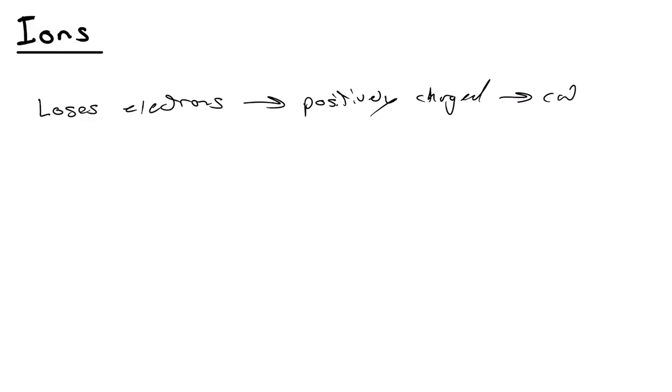So an ion is an atom or a molecule that has a net electric charge because it has either gained or lost electrons. So it's not a neutral atom. It has a net electric charge. And so if it loses electrons, it becomes positively charged, and that's a cation. So let's write that down. Loses electrons, it will become positively charged. Which is a cation.